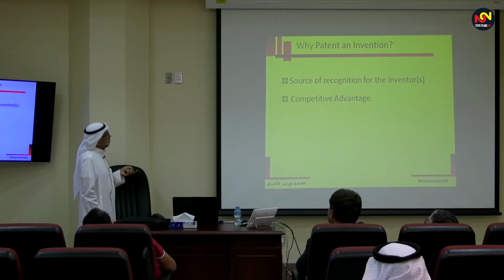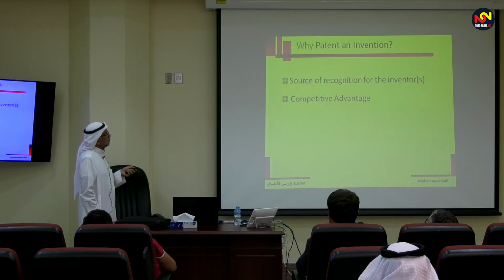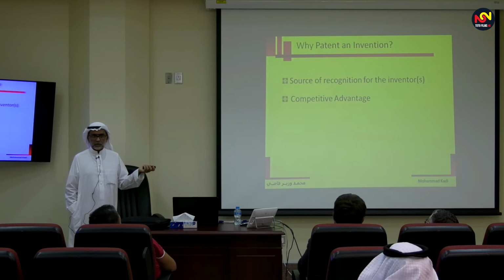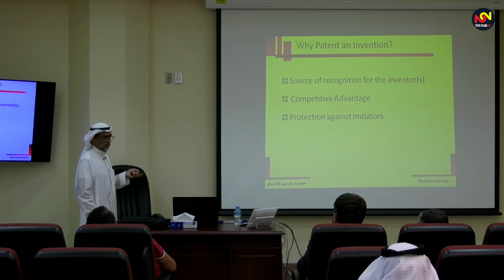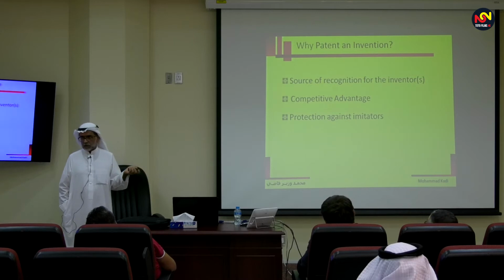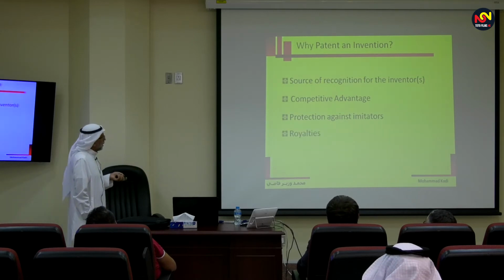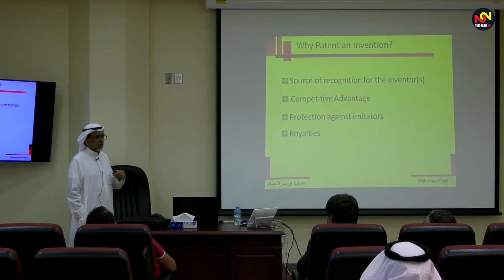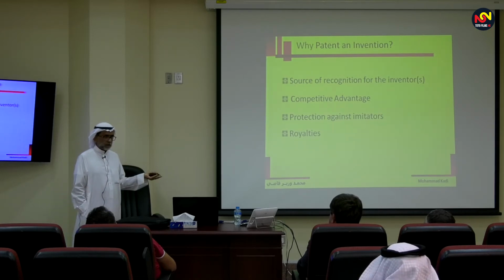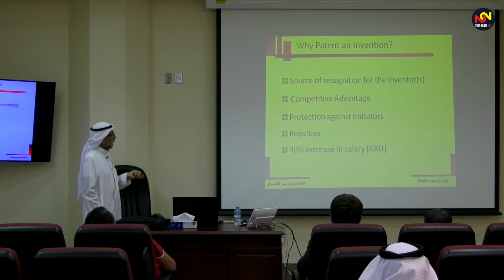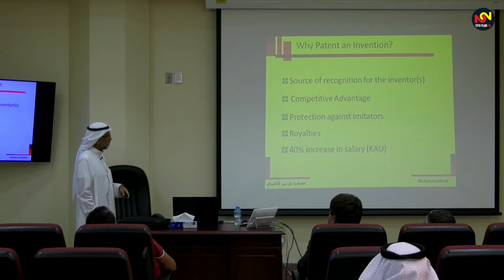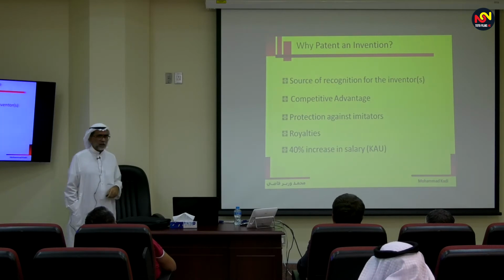Competitive advantage. It is important for companies and people who produce things and sell them. Protection against imitators. This is important also for someone who wants to sell his invention. Royalties. So if I sell my patent before I produce the products, I can get royalties from selling the patent. And this is for KAU staff with special provisions in this, okay? So you can get an increase in salary if you have a patent.